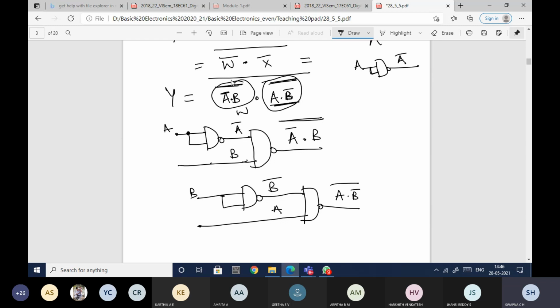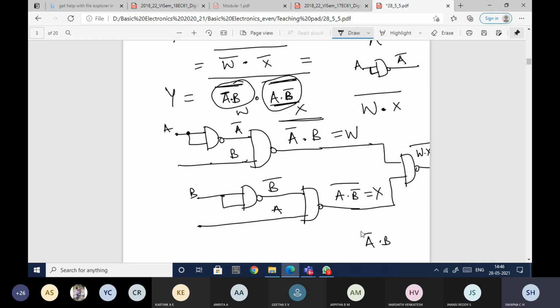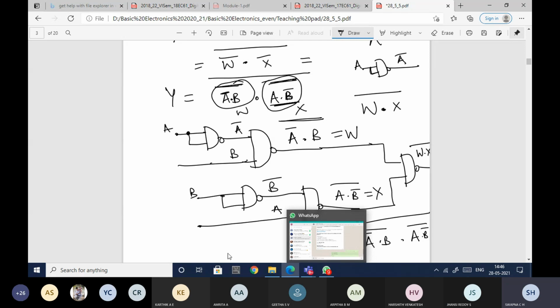Now let me name this entire thing as W and this entire thing as X. So it is in the form of W dot X whole bar. Will I be able to implement W dot X whole bar? Yes, ma'am. This entire thing I've got as W, this entire thing I've got as X. Now I want an AND operation between them and a complement. So I'll just give it to the NAND gate so that my output here will be W dot X whole bar, where W is nothing but A bar dot B whole bar, and X is nothing but A dot B bar whole bar. Is it clear? Yes, ma'am.